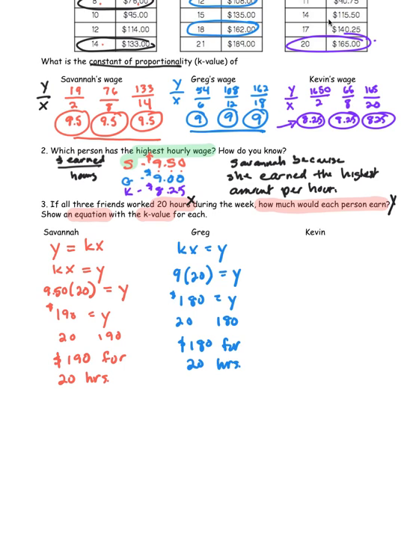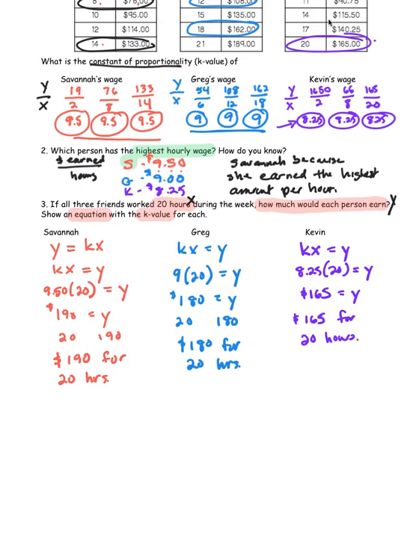So what I'd like you to do is try Kevin's equation on your own. Hopefully you came up with 165. That would be if Kevin worked 20 hours, he'd earn a total of $165.